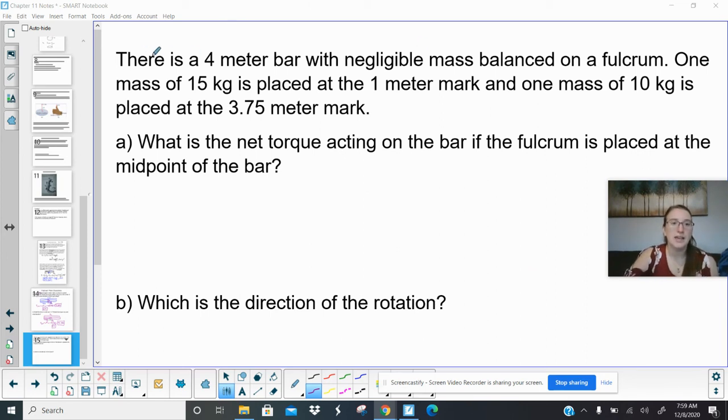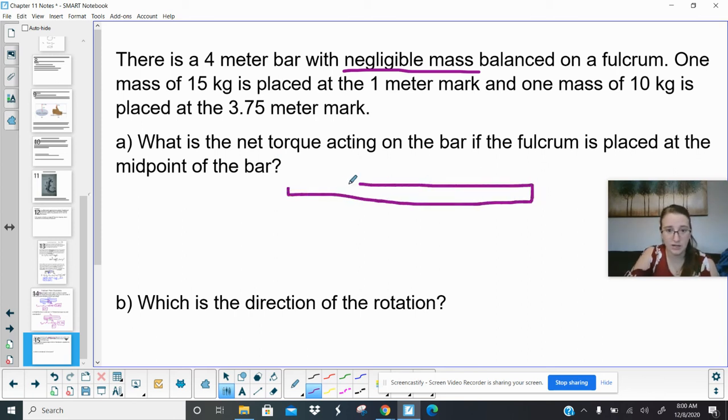So the difference here is that we are pulling out the mass of the bar now. When it says negligible mass, that means the bar exerts no torque or can't exert any torque. Yeah, obviously, again, if it was balanced at the center anyways, it would exert no torque. But since it says negligible mass, we ignore it. So we have two masses placed on this bar, and one mass is placed at the 1 meter mark, and one mass is placed at the 3.75. So let's draw our picture to try and find the net torque.